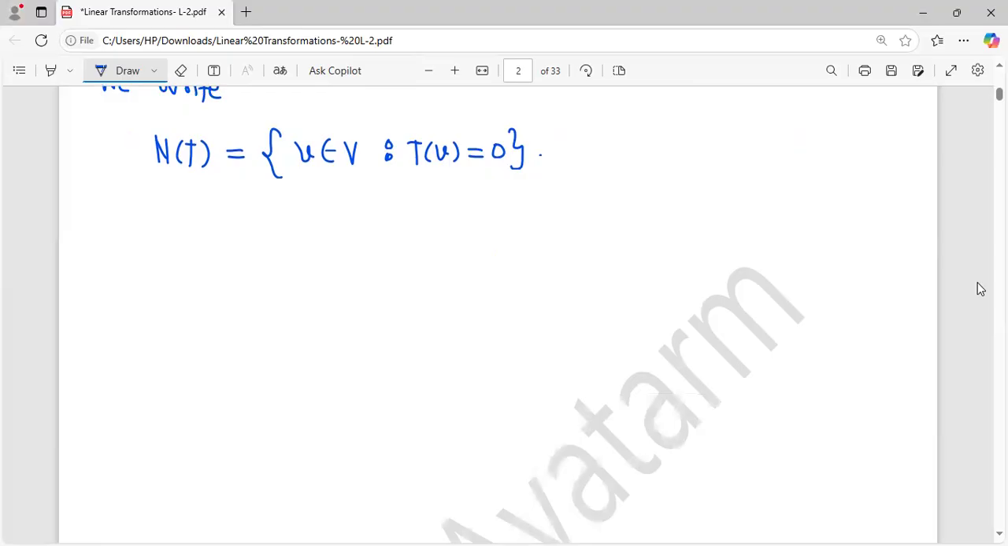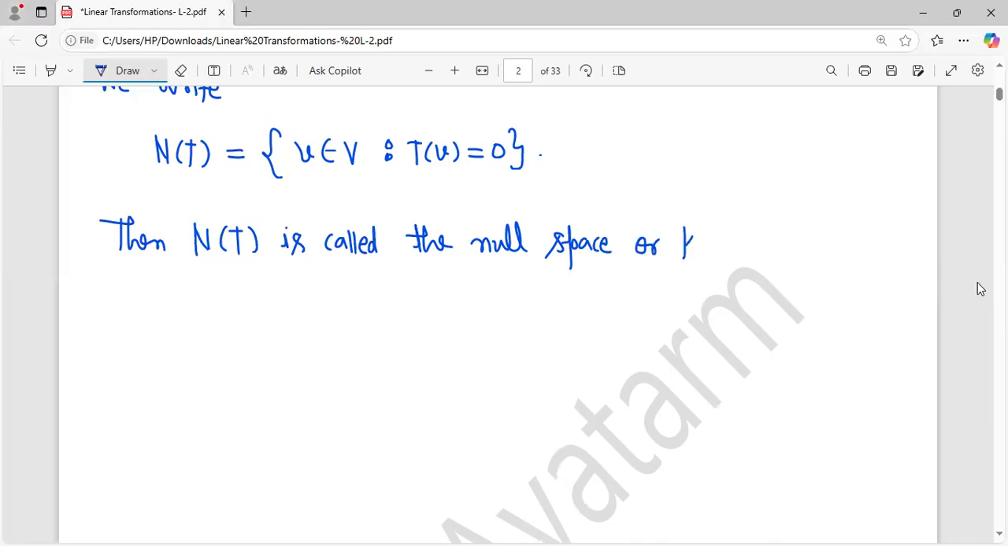Then N(T) is called the null space or kernel of T. So N(T) is called the null space of T or kernel of T.